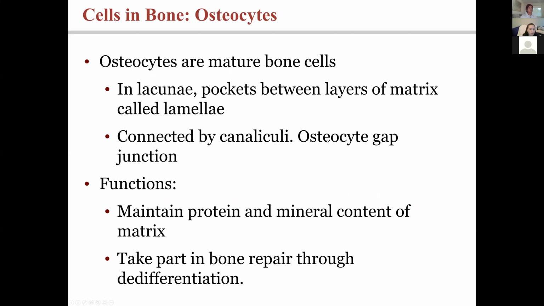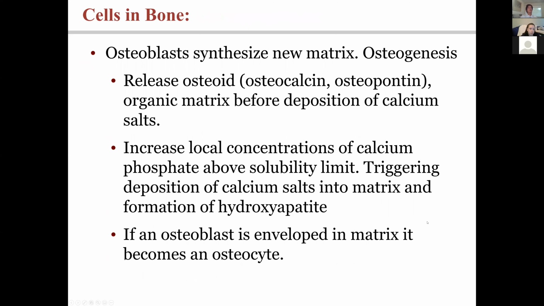Osteocytes, mature bone cells, occur in lacunae. They're connected by canaliculi, which are the tunnels that the osteocytes travel to, but once they contact each other, they communicate through gap junctions between different osteocytes. Their function is basically maintaining the matrix that surrounds them, and sometimes during bone repair, they will undergo dedifferentiation and help with repair.